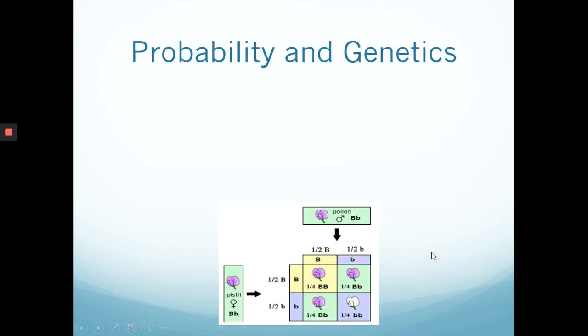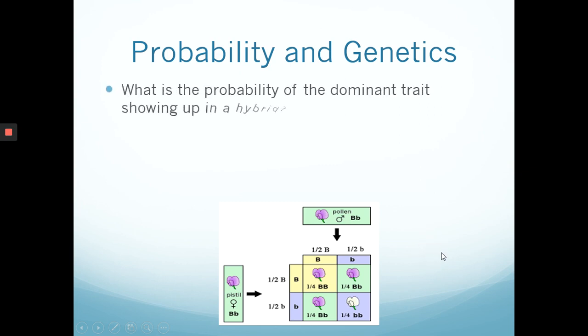So let's look at probability and genetics. The question says, what's the probability of the dominant trait showing up in a hybrid? Remember, a hybrid has one dominant form of the allele and one recessive form of the allele. A purebred would be either 2 dominant or 2 recessive. Here we have a dominant and a recessive, so this is a hybrid. We're breeding a hybrid with a hybrid.